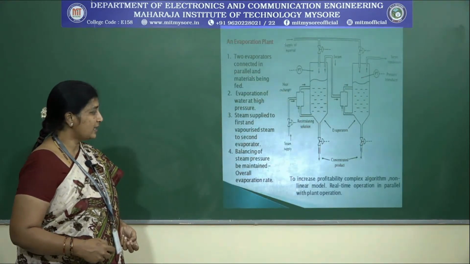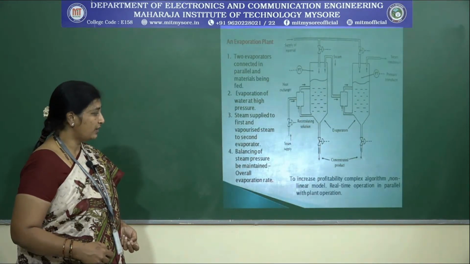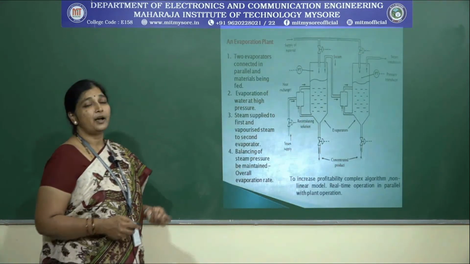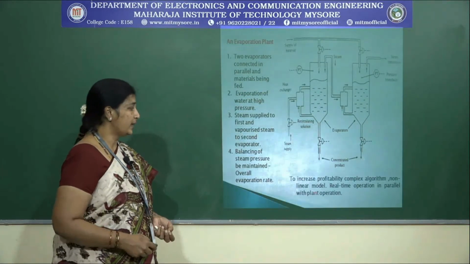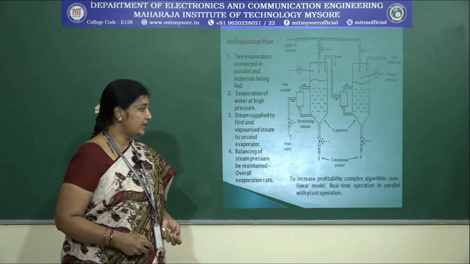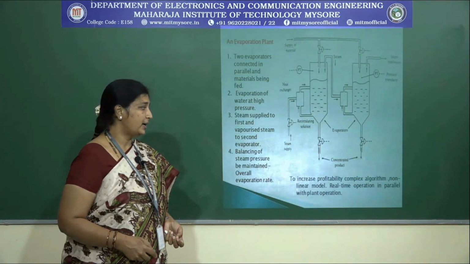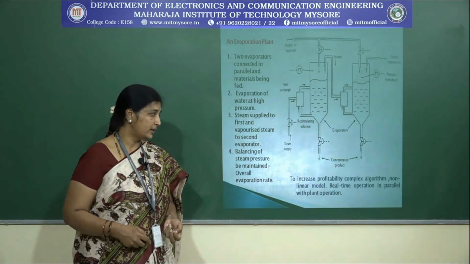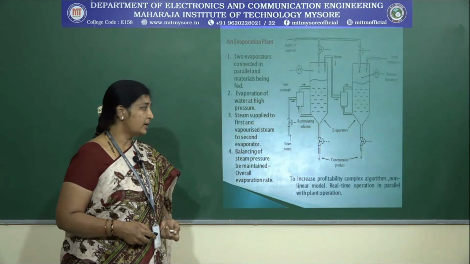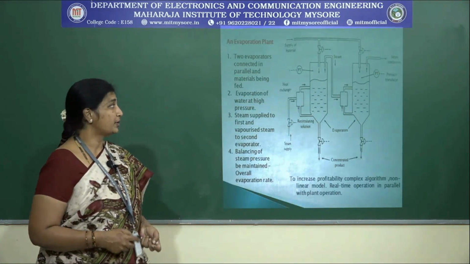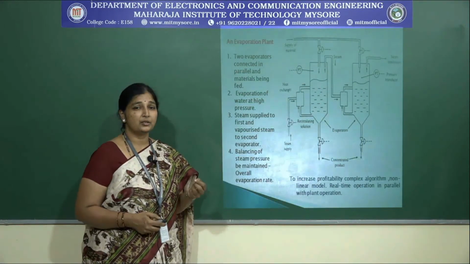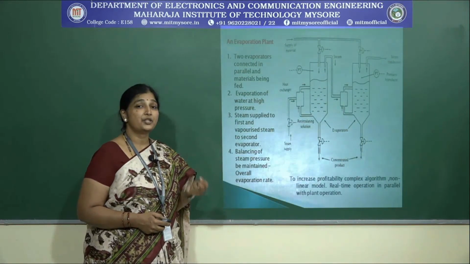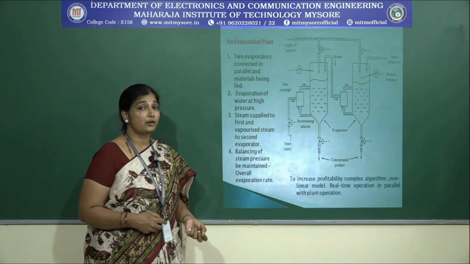So balancing the steam pressure to maintain the overall evaporation rate. So we have to balance the evaporation rate of the liquid. To increase the profitability, a complex algorithm and a non-linear model run in real time, in parallel with the plant operation. So what does it mean? This is a crucial aspect where the pressure plays a vital role in this kind of plant.